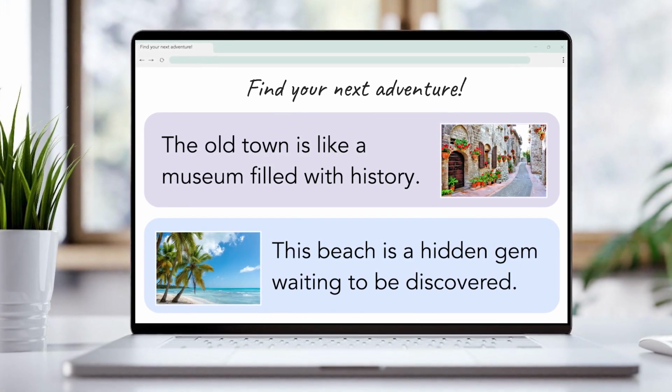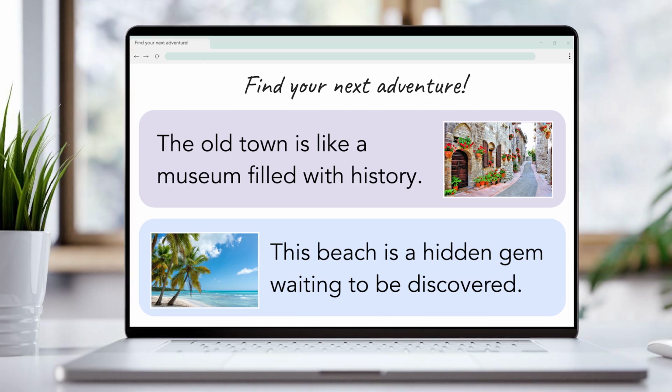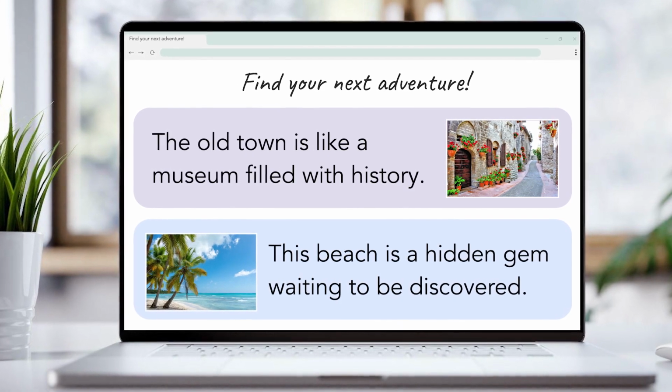Do you think the old town is actually a museum? And are there hidden gems at this beach? What do you think these descriptions really mean? Today, we'll explore expressions like these and learn why authors use them in stories.